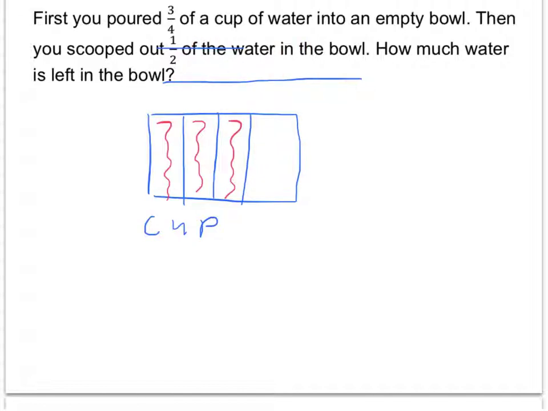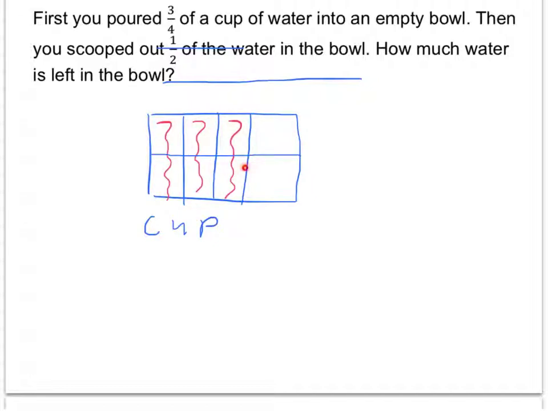Okay? So it says we scoop out half of the water in the bowl. So let's take that water in the bowl, and in fact the whole cup of water, and let's divide that up into two equal pieces. Okay? And so that's going to take our whole there and divide it up into a piece here and a piece here.